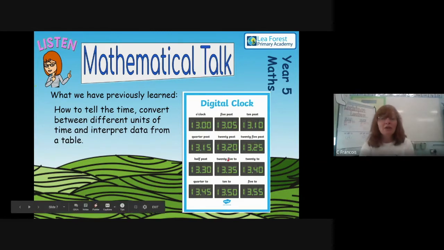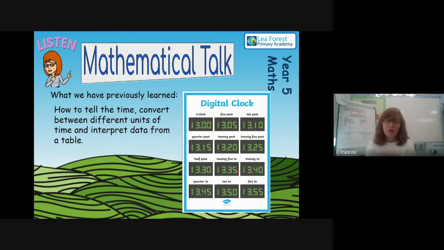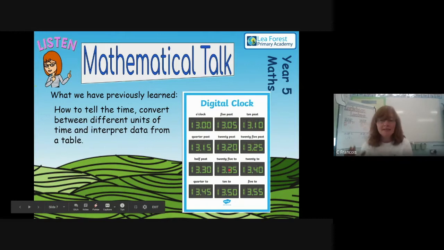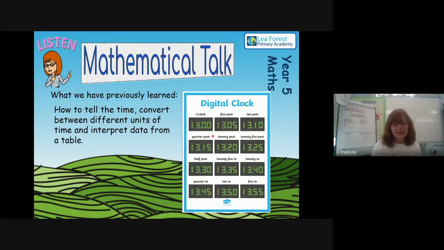Now, when we get to 25 to, we start to say 35. And that's because we're counting in digital time, we count away from the o'clock time. So we're now 35 minutes past the o'clock time. When we're at 20 to, we're at 40 minutes past the o'clock time. When we're at quarter to, we are 45 minutes past the o'clock time. And so on. 10 to is 50 minutes and 5 to is 55 minutes. And then we start again. And as it's 13:55, the next time on this clock would be 1400 hours. 14:00.